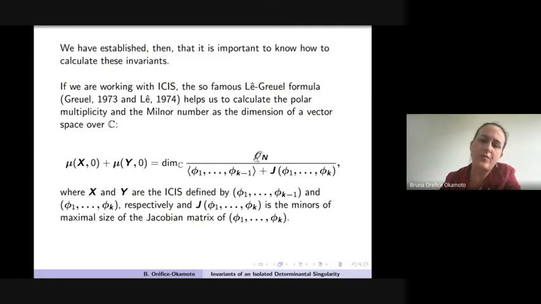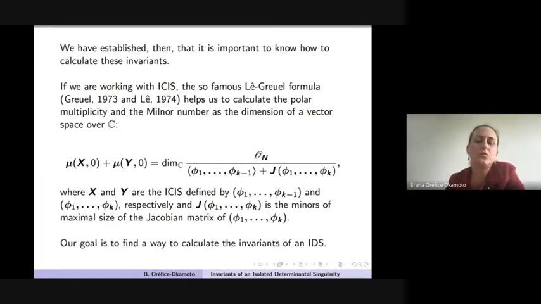local ring of the analytic function germs from C^n to C, and this is the ideal generated by f1 to f(k minus 1), and this denotes the minors of maximal size of the Jacobian matrix of this map, which appears here. Well, what do we want? We want to find a way to calculate the invariants of an IDS.